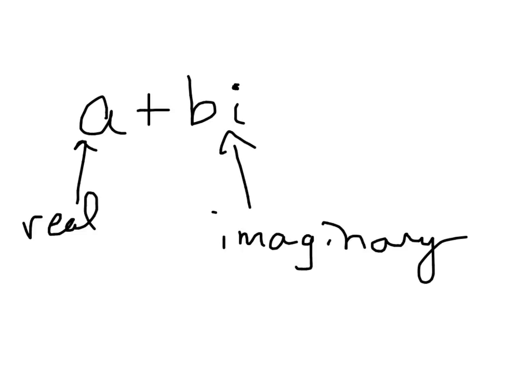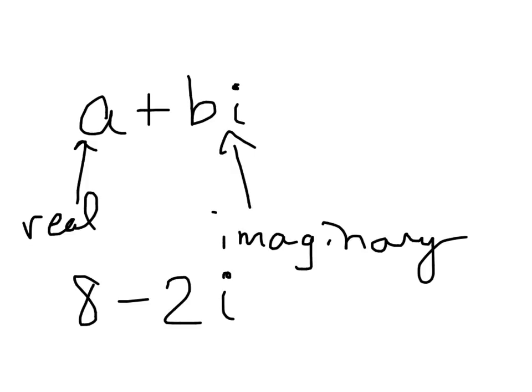Now, in some of the problems, they're going to ask you to identify the real and identify the imaginary. So if I gave you something like 8 minus 2i, what's the real piece? 8. What's the imaginary piece? Negative 2i. Don't forget the sign that's in front of it.